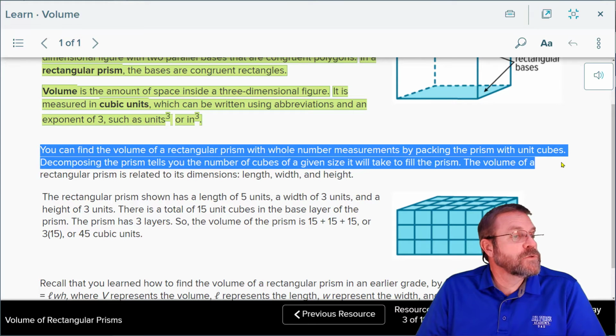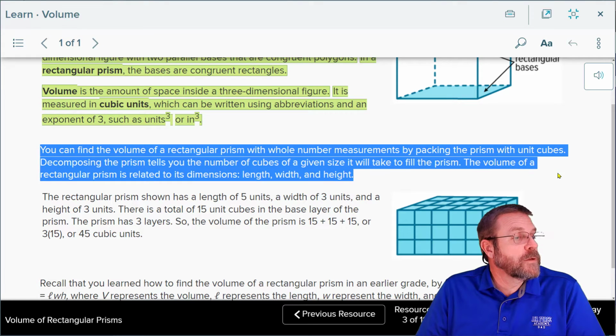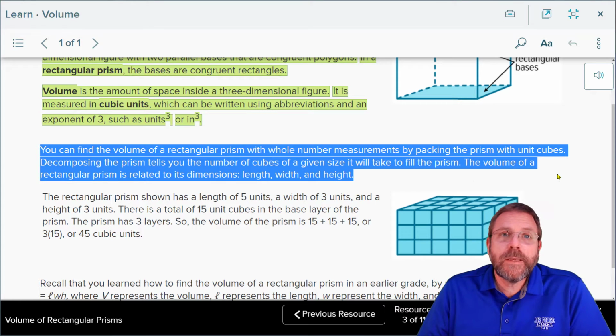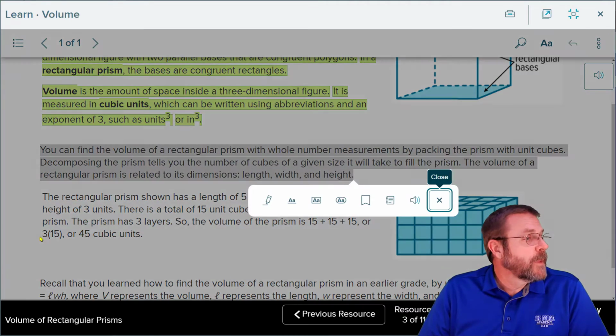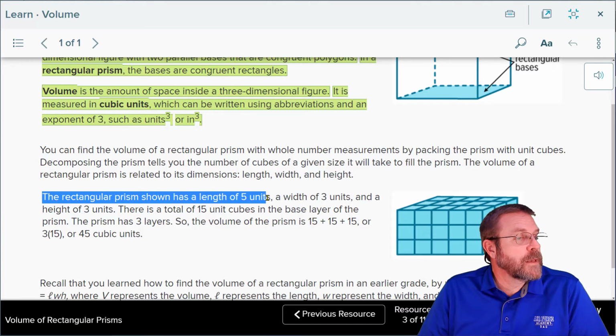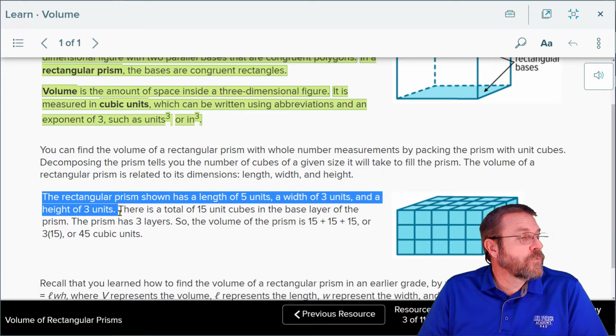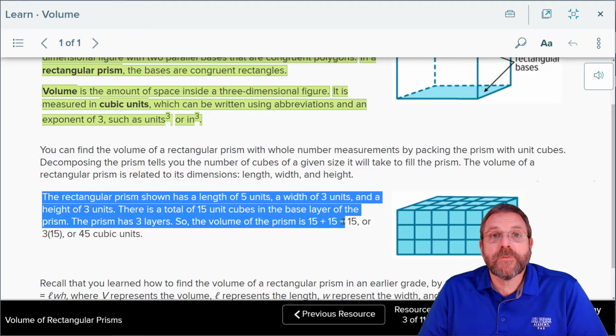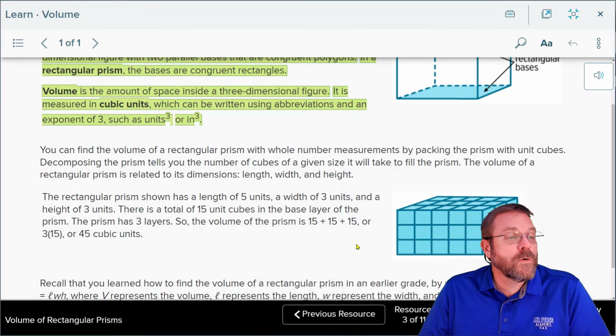Decomposing the prism tells you the number of cubes of a given size it would take to fill the prism, and the volume of the prism is related to the dimensions length, width, and height. So in other words, count how many cubes it would take to fill the prism. The rectangular prism shown has a length of 5 units, a width of 3 units, and a height of 3 units. It has a total of 15 units in the base layer of the prism, and it has 3 layers, so the volume of the prism is going to be 15 plus 15 plus 15, also known as 45.